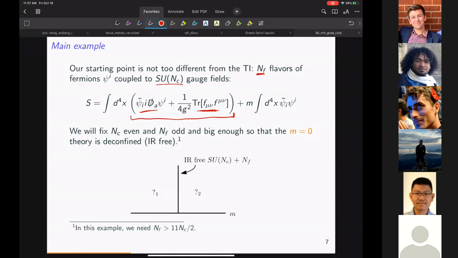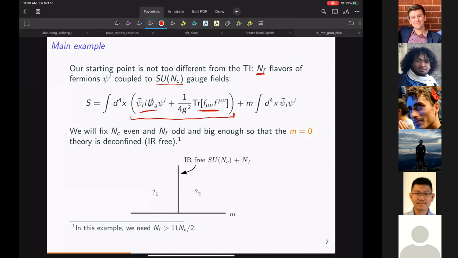Okay, so since we're really just interested in seeing if there are violations to Landau-Ginzburg theory without caring about their physical relevance, we're going to allow ourselves to make N_C and N_F be whatever we want. In particular, we're going to choose N_C and N_F such that when this mass is 0, when we just have this massless field theory, it is free in the IR, meaning there's no confinement in the IR.